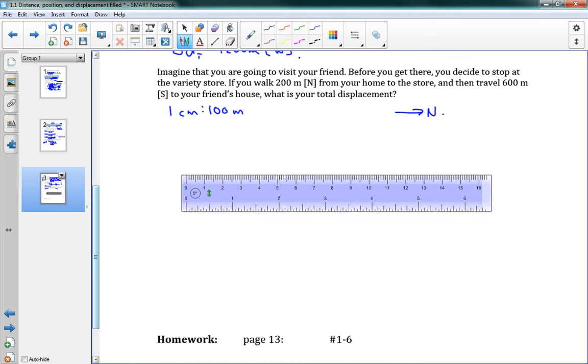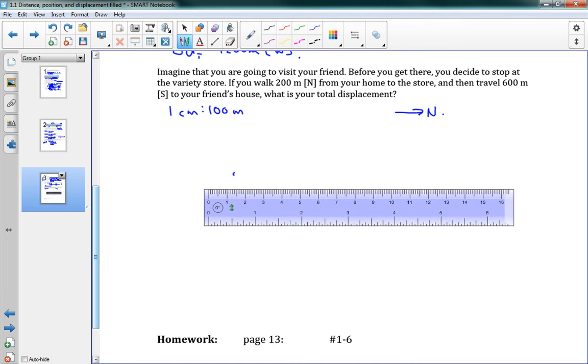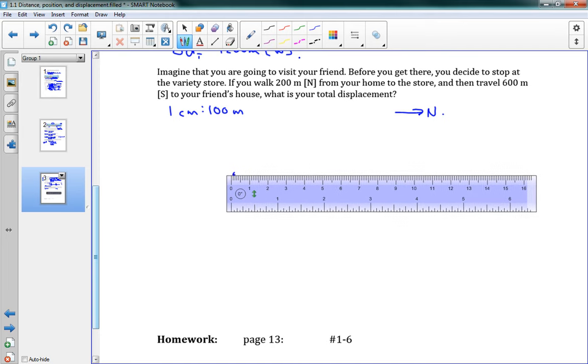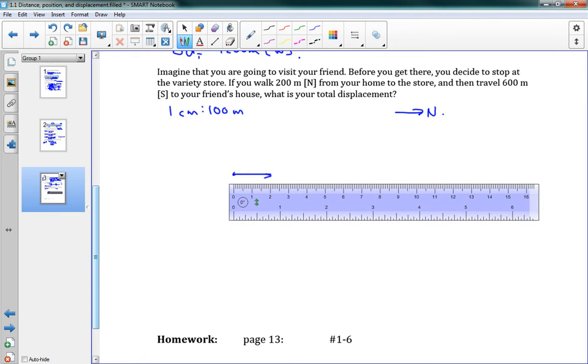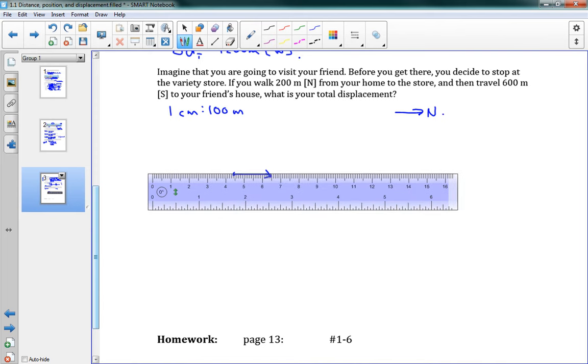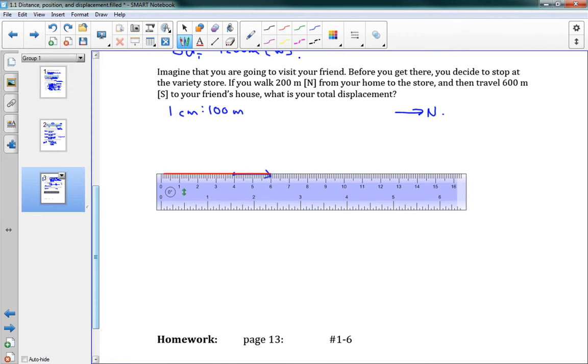So now, I'm going to start at this point. I'm going to go 200 meters north, so 2 centimeters here. That takes me to there. And now I'm going to go 600 meters south, so the other direction. I'm going to line up the 6 with the end. And I'll use a different color. I'm going back down this way, 600 meters. And there we go.